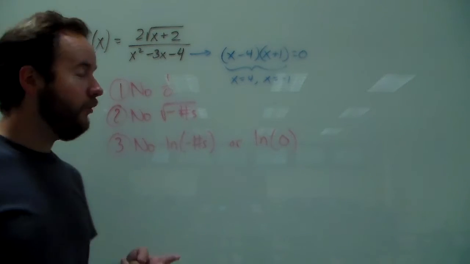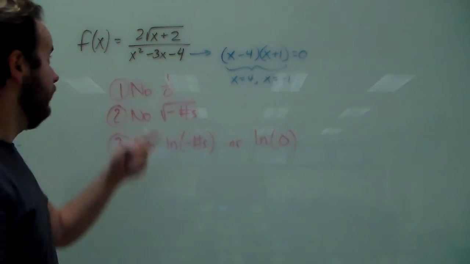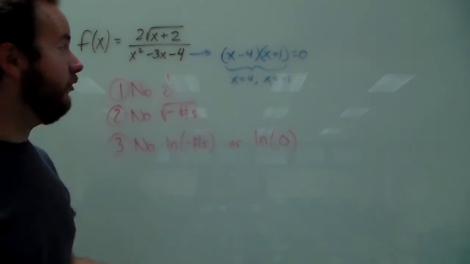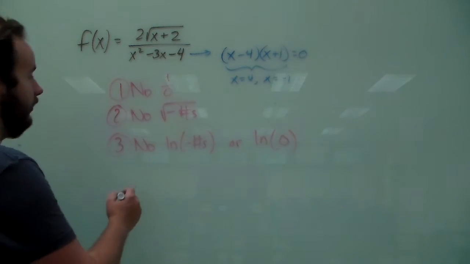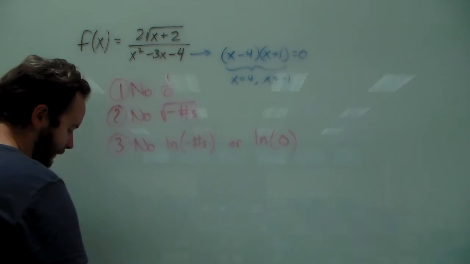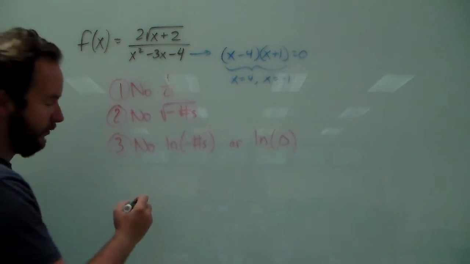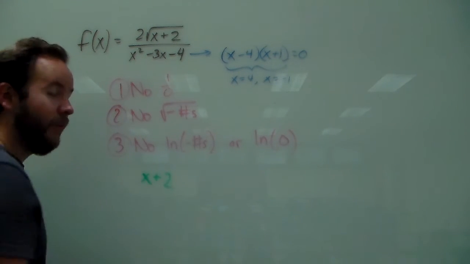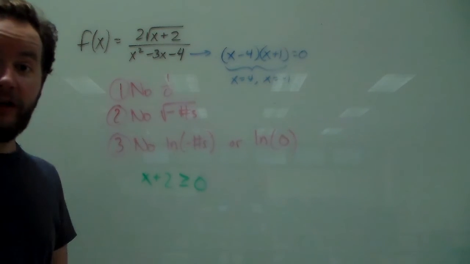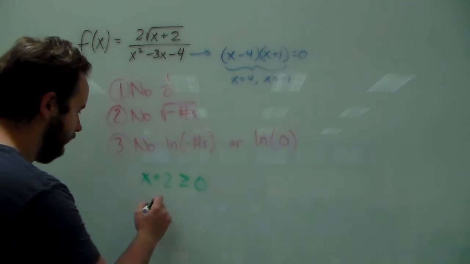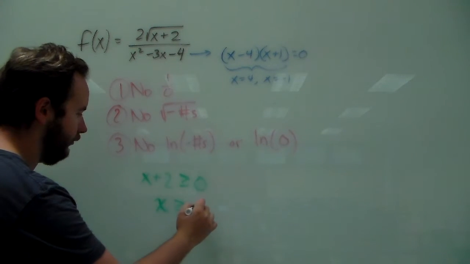But we do need to look at rule number 2, which says no square roots of negative numbers. We have a square root here. So we have to make sure that the inside of this is not less than 0. So we're going to say the x plus 2 that's sitting underneath the radical, we want to ensure that that is larger than or equal to 0. Well, that just means I need to subtract 2 from both sides. And that gives me x is larger than or equal to negative 2.